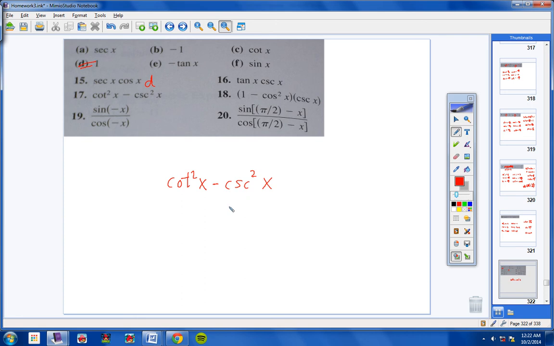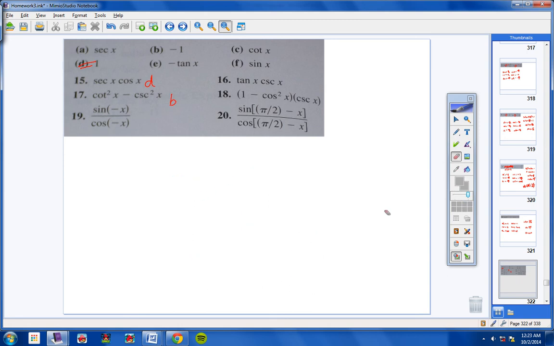Cosecant squared is 1 plus cotangent squared. So now watch your signs. There's a negative sign here. So students, be sure and watch your signs. Okay, so cotangent squared x minus, then parentheses, and for cosecant squared, I'm going to put 1 plus cotangent squared. And there we go. Now, take your negative sign and multiply it through. So I have cotangent squared x minus 1 minus cotangent squared x. And look at this. Cotangent squared x minus cotangent squared x will cancel out, and you're left with -1. So letter B. All right.